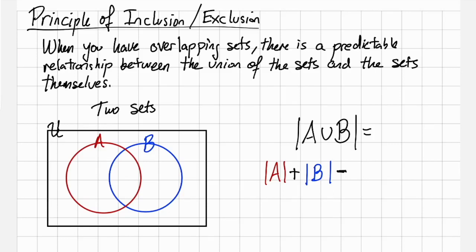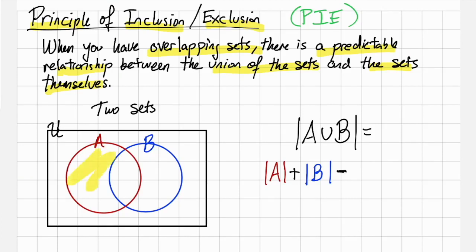Welcome back. There's one more technique that's useful when you have overlapping sets, and that's called the principle of inclusion-exclusion, PIE. And it says that there is a predictable relationship between the union of sets and the sets themselves. Let's look at the union of two sets.